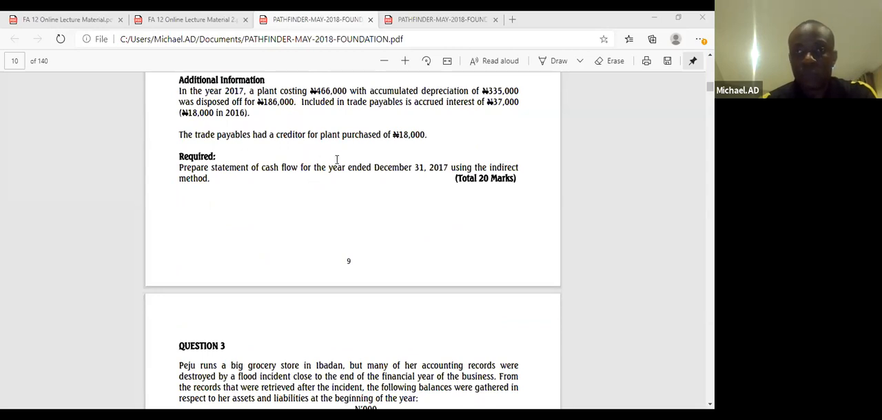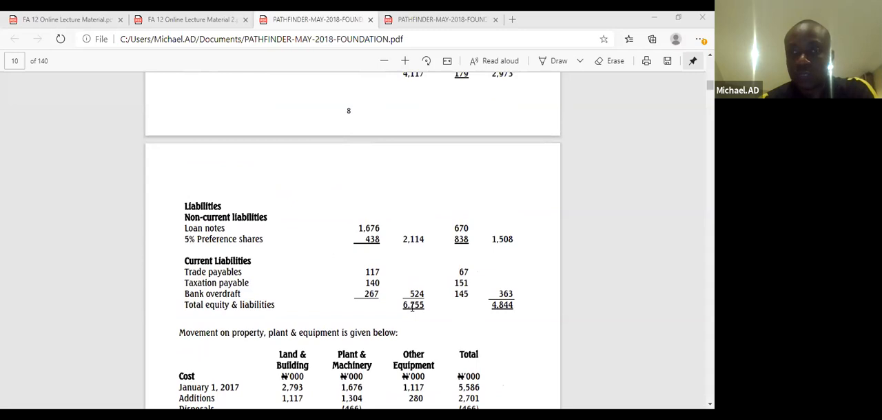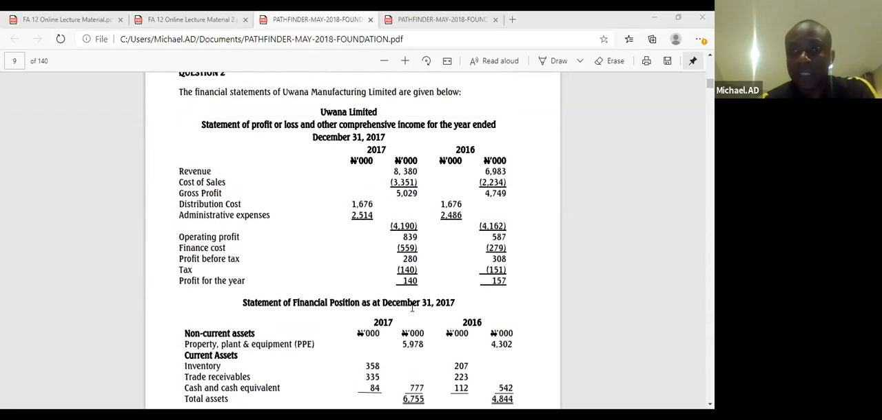We have trade payable, and a credit for plant purchase. Prepare the statement of cash flow for the year ended 20 marks using the indirect method. So mostly this question is to come as an indirect question. So the first thing we need to look at is the profit for the year. Because we are preparing for December 31st, 2007, we pick up the profit for the year of 140,000 naira.